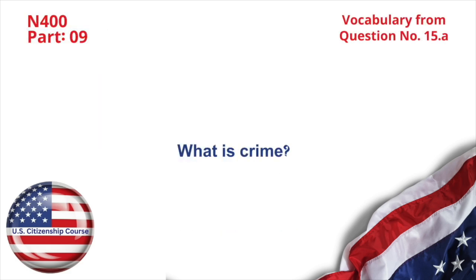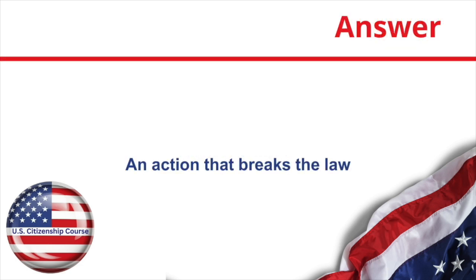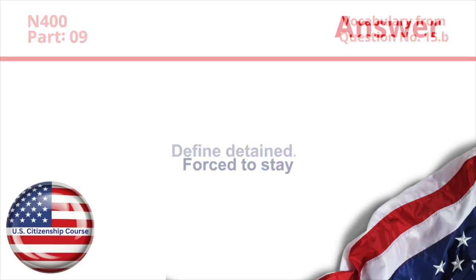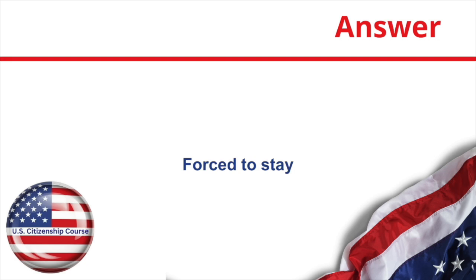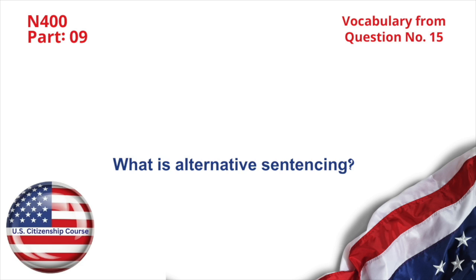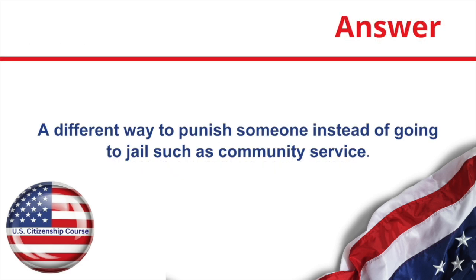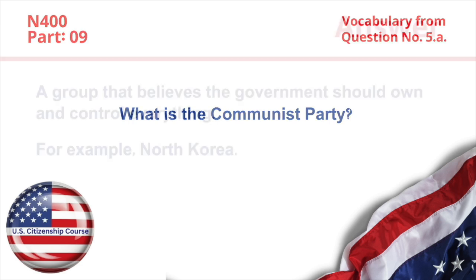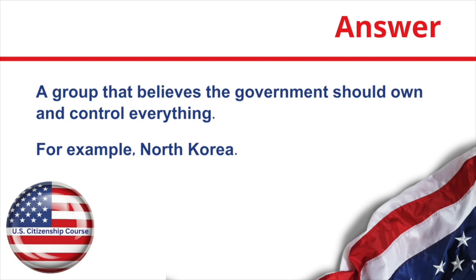What is crime? An action that breaks the law. Define detained. Forced to stay. What is alternative sentencing? A different way to punish someone instead of going to jail, such as community service. What is the Communist Party? A group that believes the government should own and control everything. For example, North Korea.